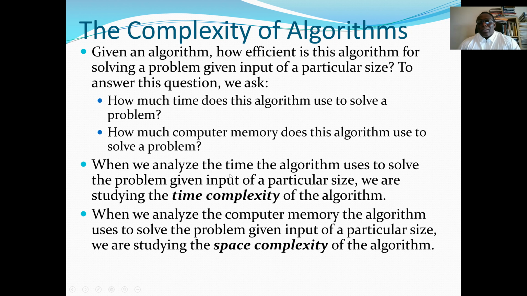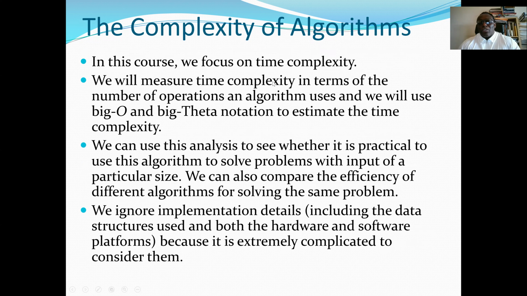When we analyze the time the algorithm uses to solve the problem, we use the term time complexity. As we said earlier, with the time complexity of an algorithm we want to know how long the algorithm takes to solve the problem. When we talk about space complexity, we want to measure how much memory the computer uses to solve the problem. So there is time complexity and space complexity, but our textbook covers only time complexity, so in this course we focus on time complexity.